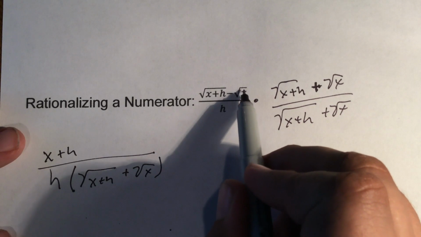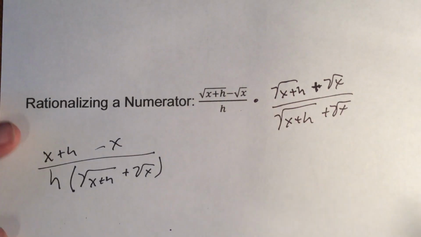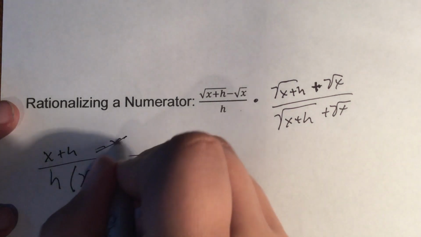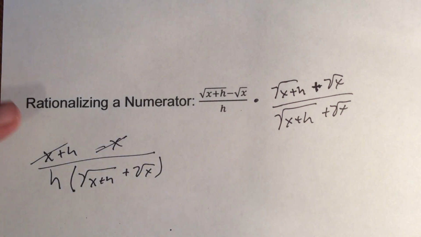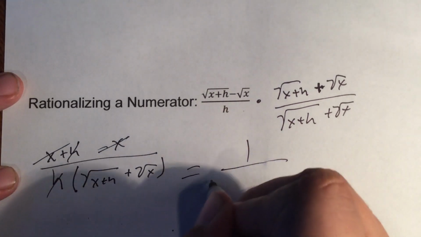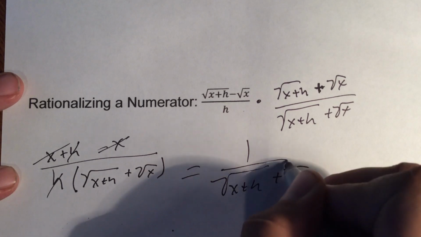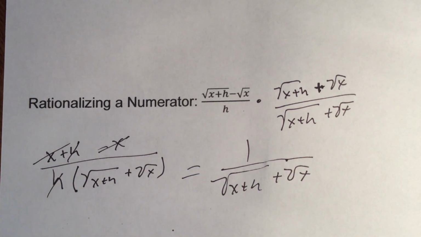So all we got to do is the last part here of square root of x times square root of x, which would be a minus x. Well, hey, guess what? Those x's cancel. We're left with an h. And that cancels. And we're left with 1 over the square root of x plus h plus square root of x. And that's it. That's this lesson.